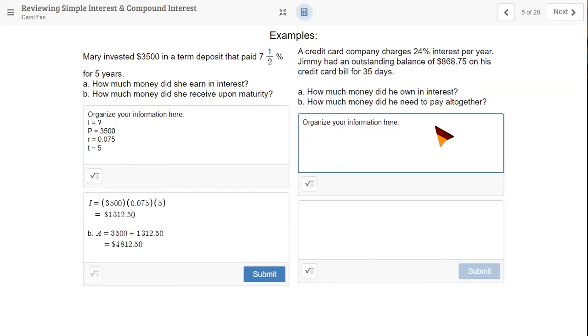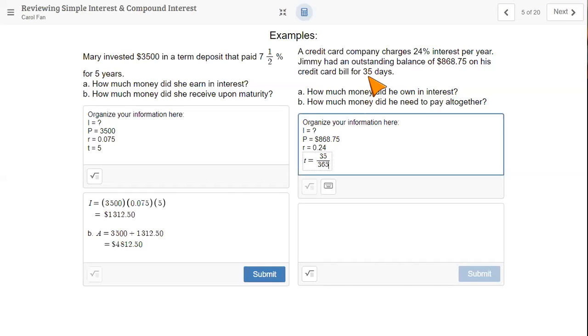Now let's sort out the information. So interest is what we're looking for. Principal is $868.75. Interest rate, 0.24. Now, time is going to be a fraction of a year. He only took this out for 35 days. But 35 days expressed as a fraction, we need to take 35 and divide it by 365.